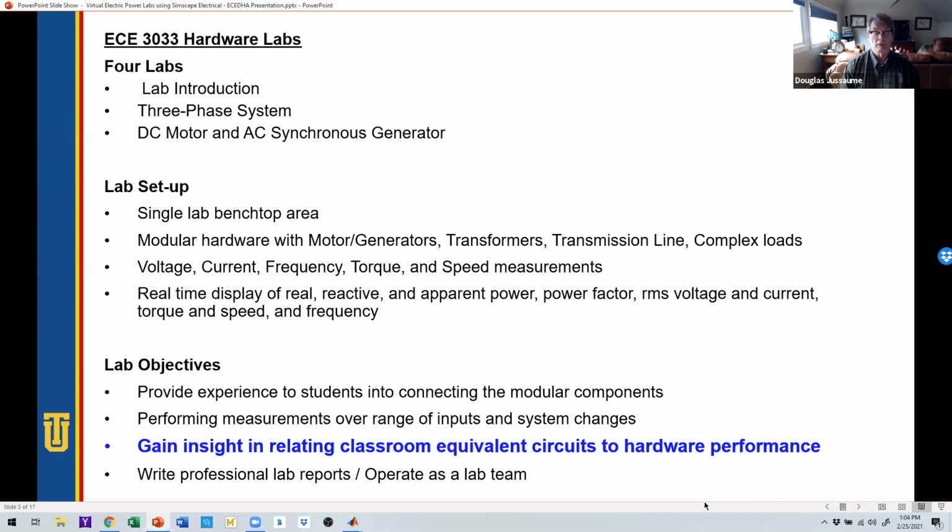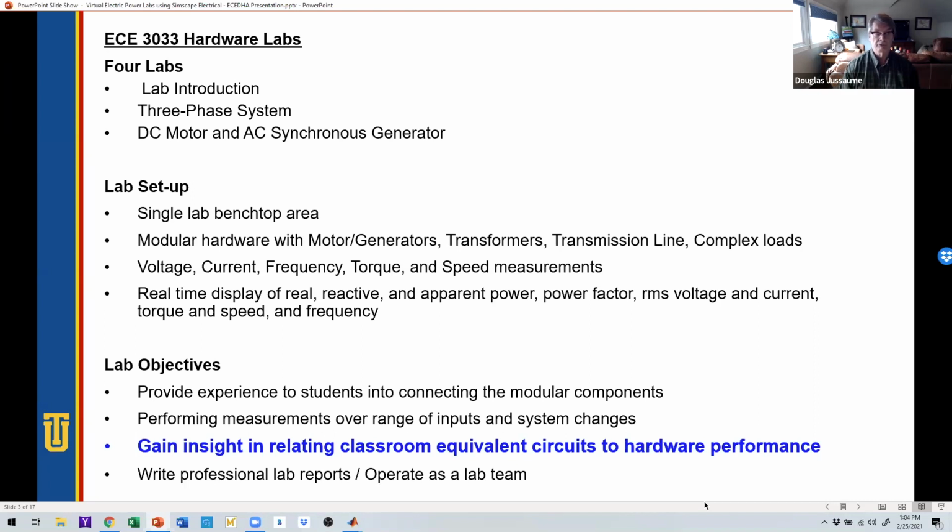We are a small department, roughly 130 students, and the lab area for the power labs consists of a single benchtop area loaded with different modular equipment: motors, generators, transformers, transmission line, and complex loads. We also have the ability to make torque and speed measurements, and we've made use of TI's 3-phase electronic meter to help us display real, reactive, and apparent power, power factors, RMS voltage and current, torque, speed, and frequency.